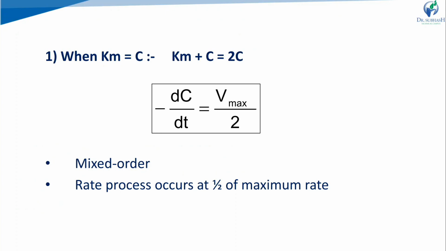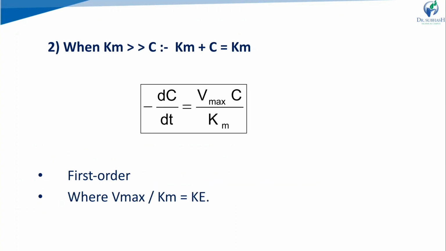So there are three possibilities or criteria. The first possibility is when Km is equal to C. Under this situation, the Michaelis-Menten equation becomes minus dC/dt equal to Vmax upon 2. So the rate of the process is equal to half of the maximum rate. The change in the concentration with time depends on half of the maximum rate, Vmax by 2, and it follows mixed order kinetics.